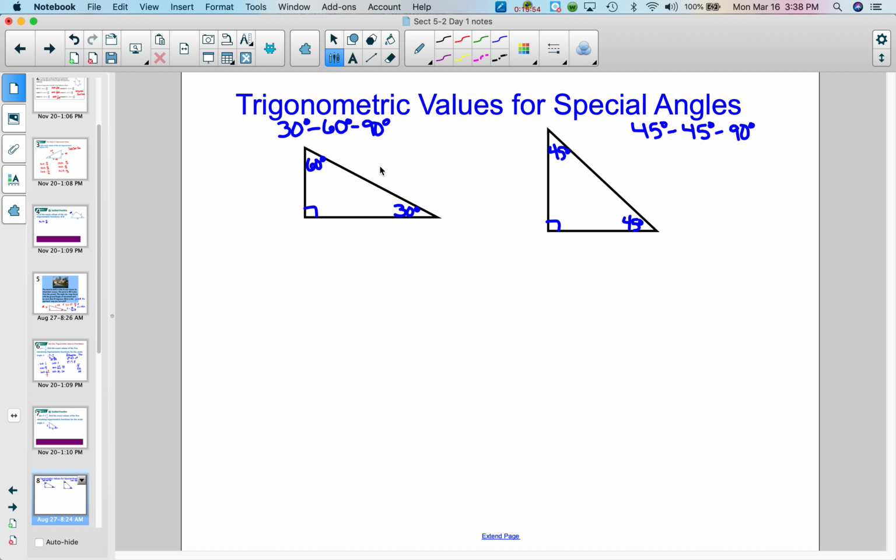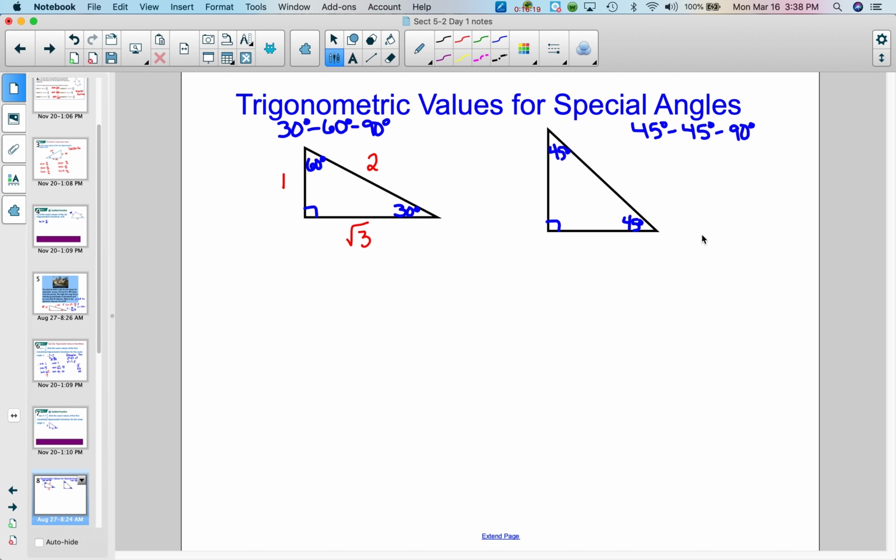So the ratio of the sides for 30, 60, 90 is 1 to square root of 3. And so if this side were 1, the hypotenuse is always going to be double whatever the shortest side is. Whatever the shortest side is, this side right here is always going to be the square root of 3 times whatever that side was. So that's the relationship that you need to remember.